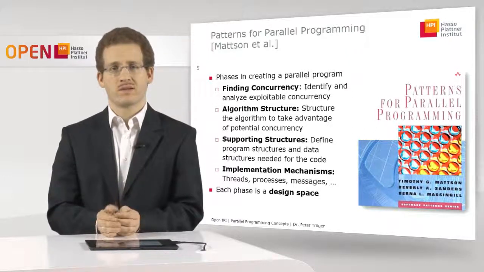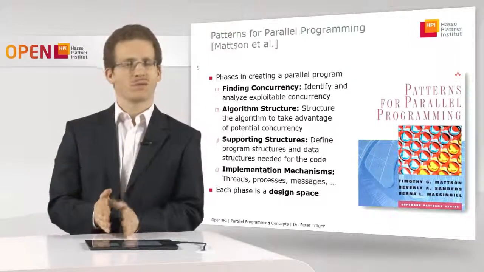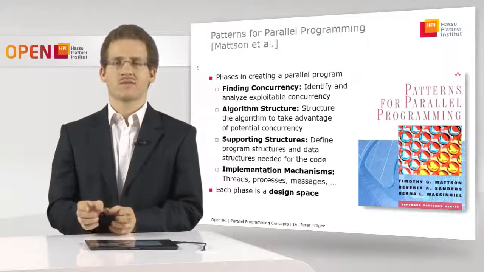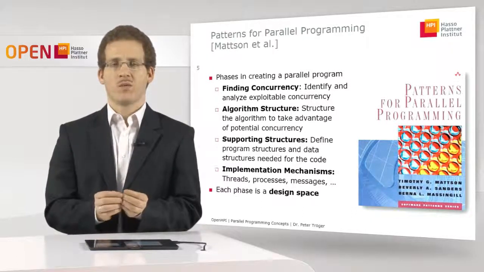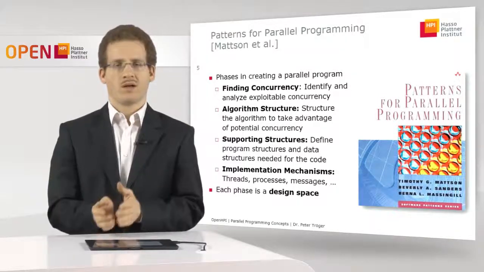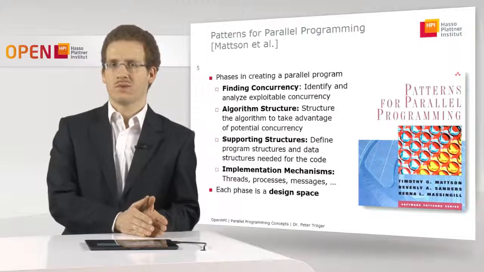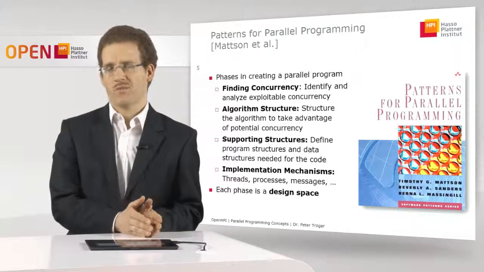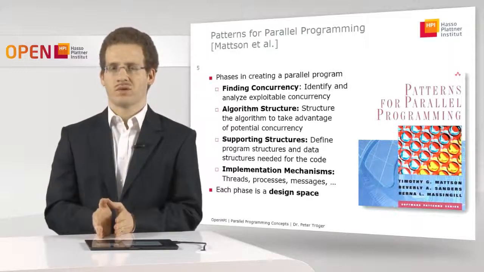The first one is the finding concurrency phase. This is the part where you take your original computational problem and start to find concurrent activities. So you try to answer the question, where is exploitable concurrency in this particular problem? This investigation may rely on an existing serial version of the program, or it may simply rely on a description of the overall computational problem.